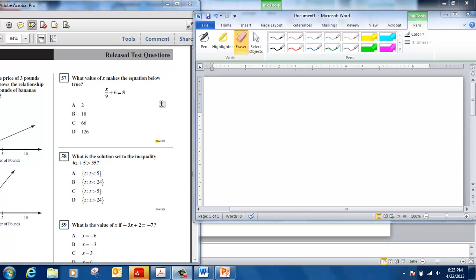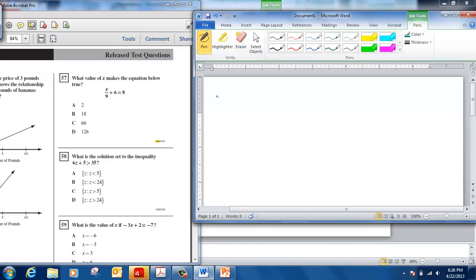Okay, so I want to go over some of the questions that we weren't able to record in class. So let's take a look at 57. So remember, we need to undo what was done. The last thing that was done was adding, so that's the first thing that we're going to have to do.